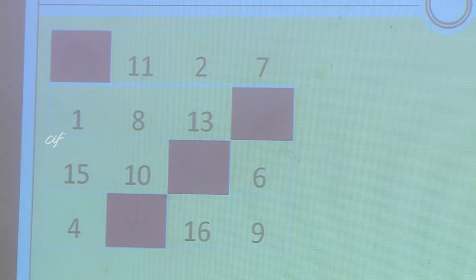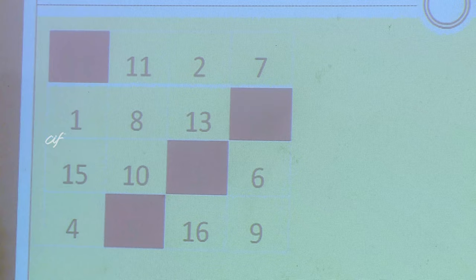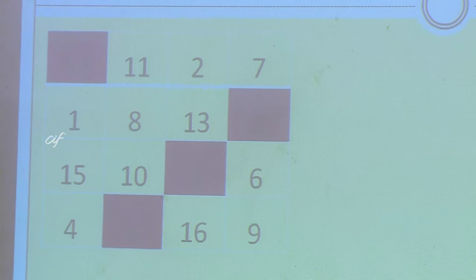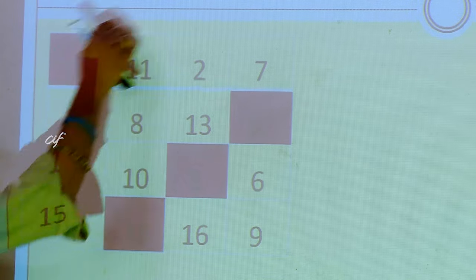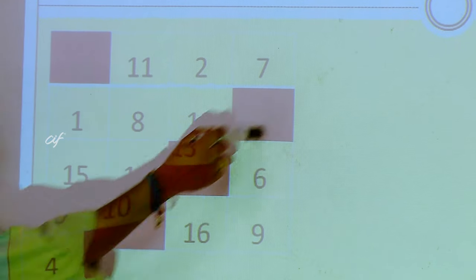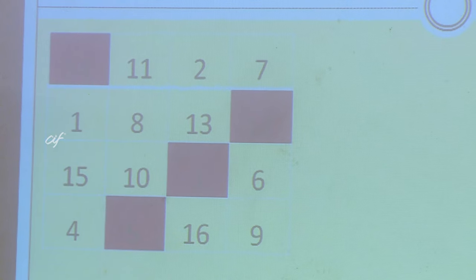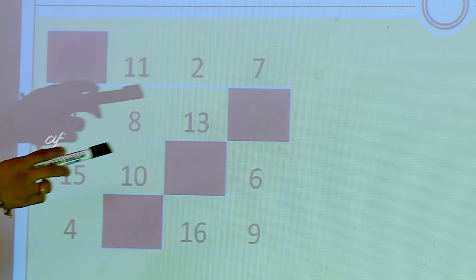Now, what are broken diagonals? Suppose you take a paper, make a magic square and roll it together. So this will come on this side. We can roll it and bring this column over here. Right? So this will be the diagonal. So 14 will be the diagonal. Similarly for that also.